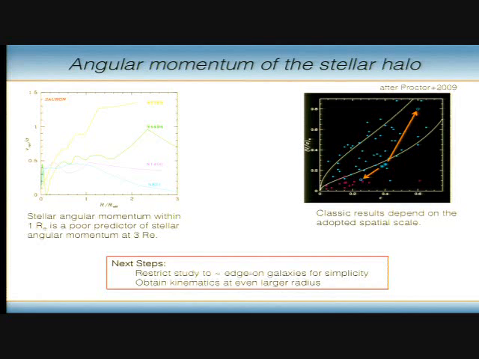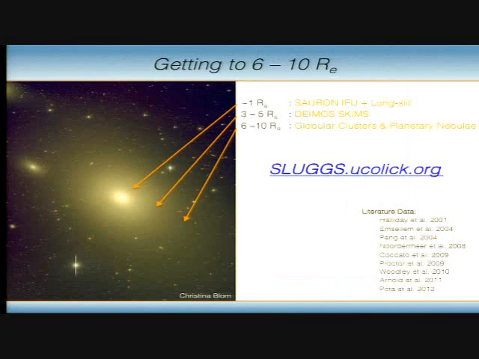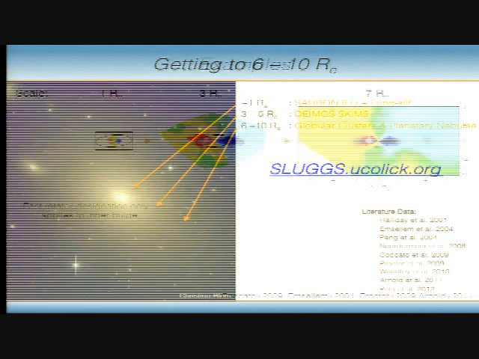So we're going to do a couple simplifications. We're only going to look at galaxies in the sample that are close to edge on, and we're going to try to push to farther radius with our measurements. So the way we do that is to get out to 10 effective radii scales, we now switch over to using discrete velocity tracers, so globular clusters and planetary nebulae. As a part of an ongoing survey called the SLUG survey that will eventually finish 26 galaxies. We'll have these data for all of them.